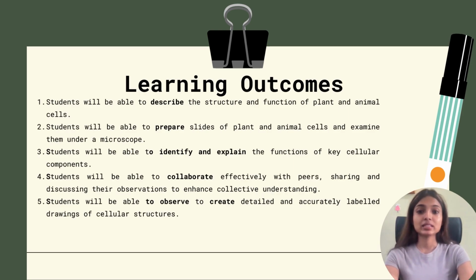Fifth, students will be able to use their observations to create detailed drawings and accurately label the cellular structures in step 6. So they will draw the cells they observed.